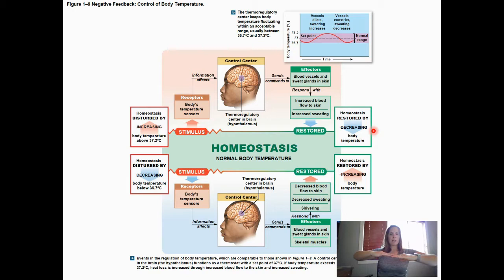At the bottom here, your temperature goes down. Receptors sense this, they send it to the brain. The brain sends it to the effectors, which are your blood vessels, your sweat glands, and actually your skeletal muscles. And what happens is you shiver, you decrease your sweating, and it constricts the blood vessels and you go back to a set point. All right, this is negative feedback. The effectors are going to negate the stimulus. So the stimulus is here, the effectors negate it, they bring it back to a set point.